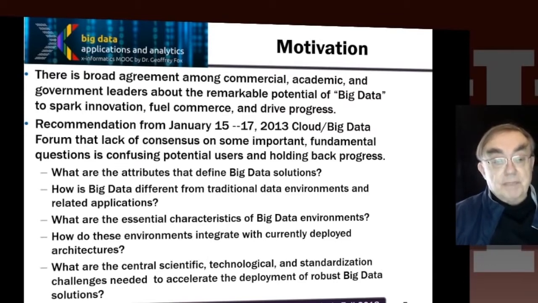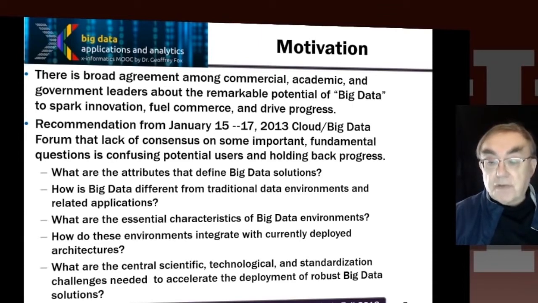So, how is big data different from these older, well-established things? We need to understand what a big data environment looks like, what type of computers it has, what type of software it has. Many people running computer centers are very anxious to make certain that the computer center runs big data well.